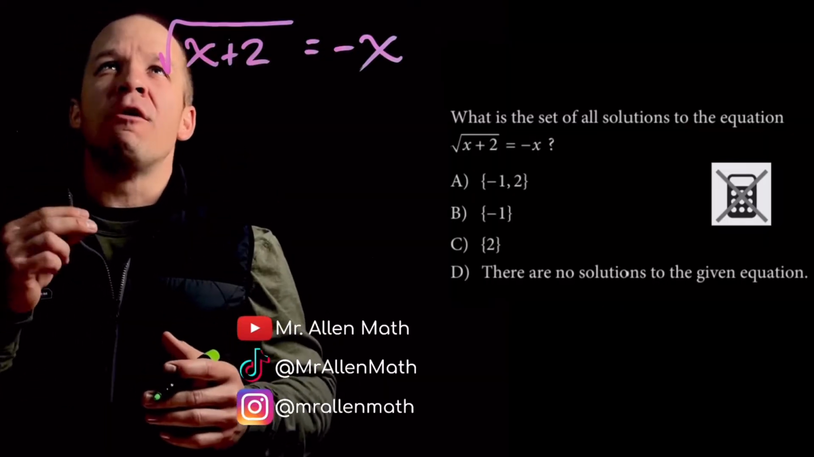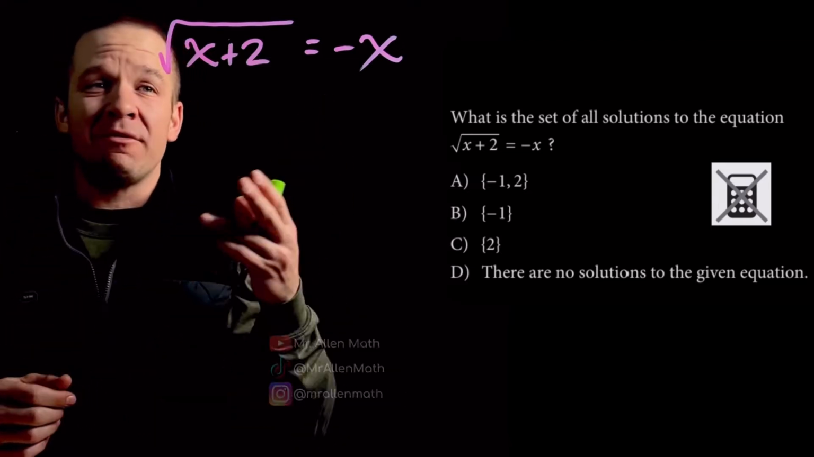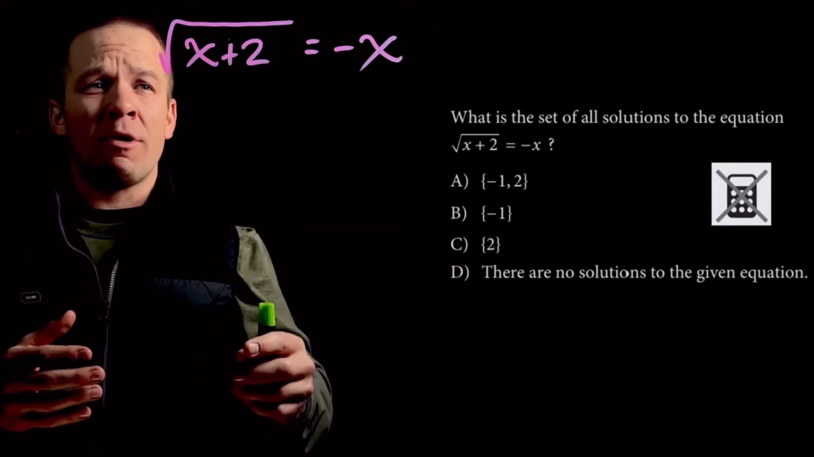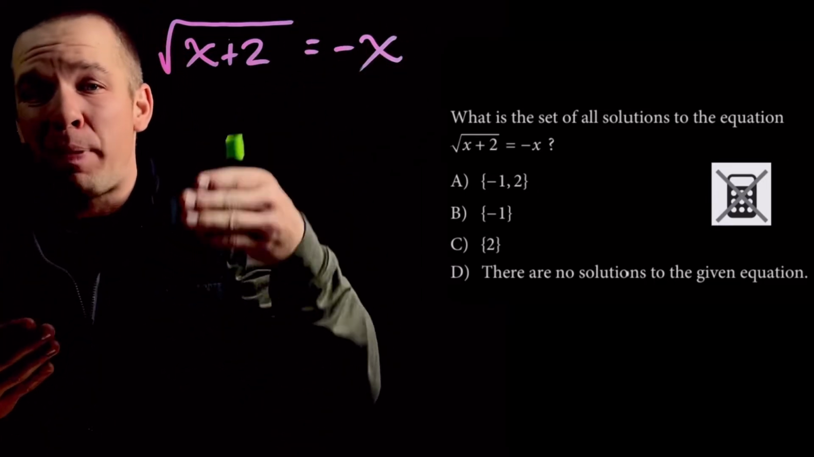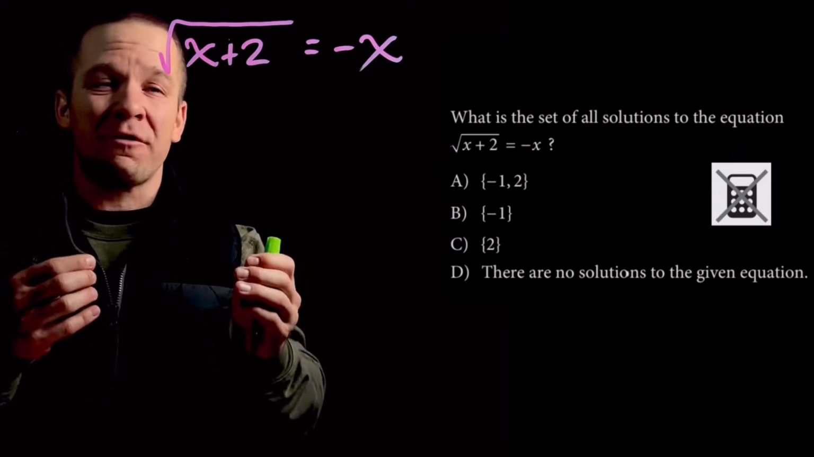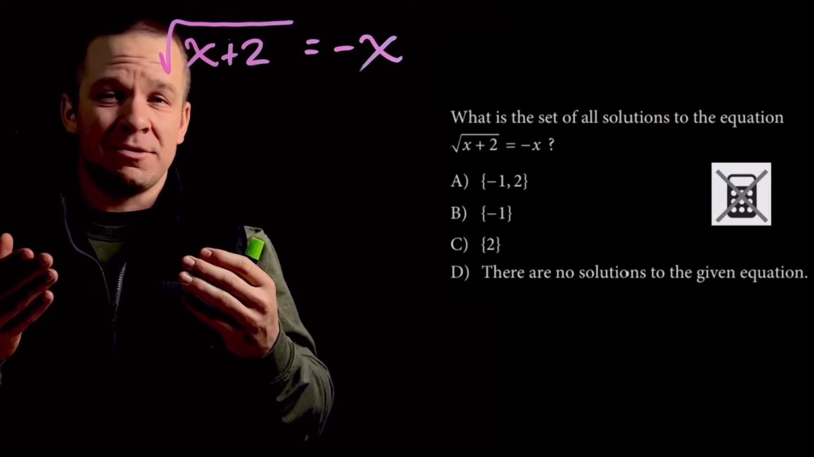And what is the set of all solutions to the equation square root of x plus 2 equals negative x? Now, if I wanted to solve this thing outright, I would just square both sides, then solve for x, and I'd have to plug those solutions back into the original equation to check for extraneous solutions. Since I have to plug back in anyways, why don't I just take the answers that I have here and see what happens?